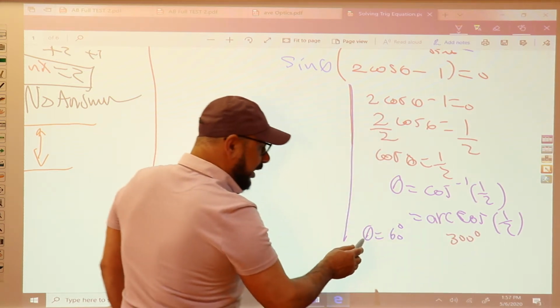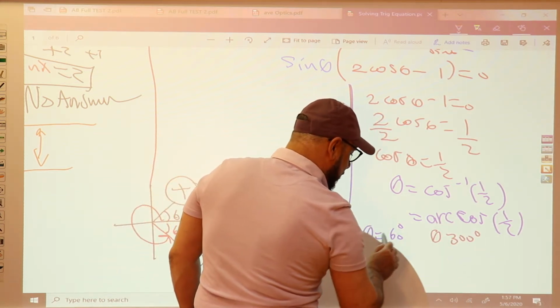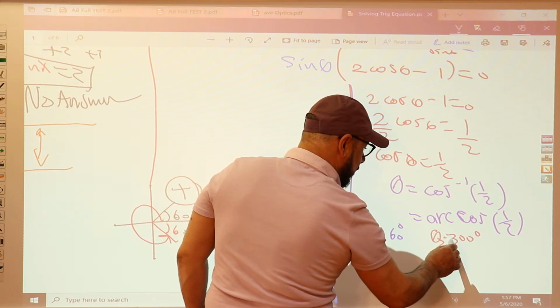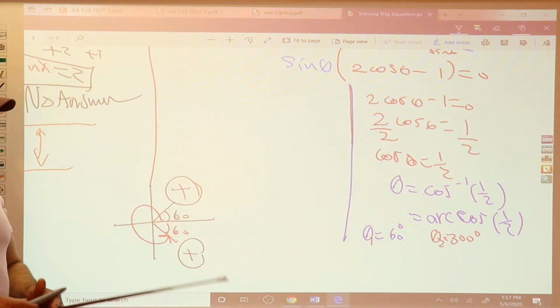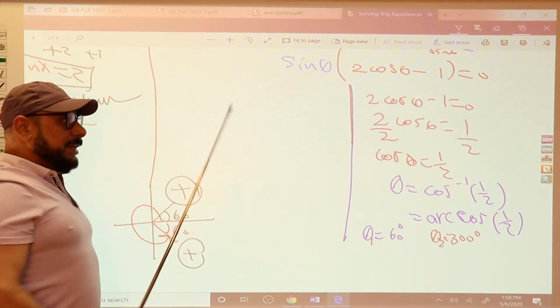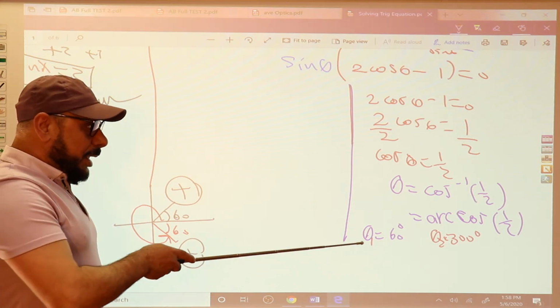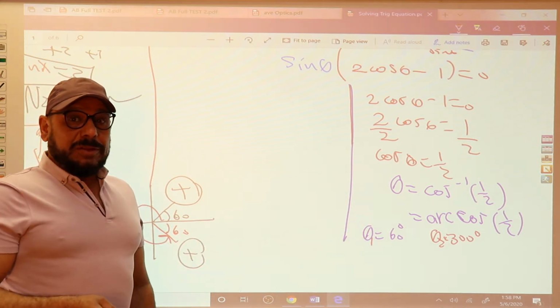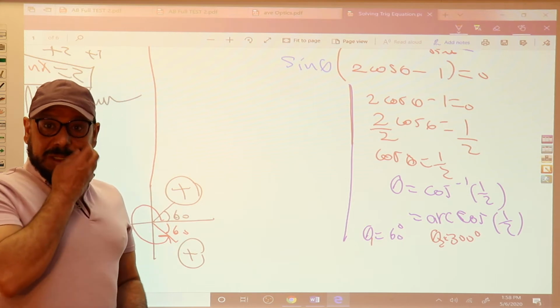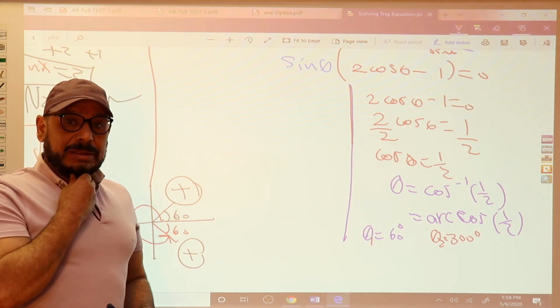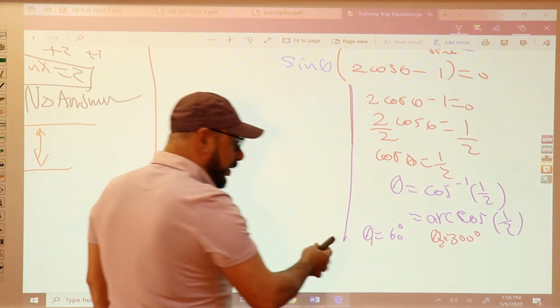Degree. Then this is my answer, theta. I have two answers: 60 degrees or 300 degrees. Now, we need this in degrees, and we need this in what? In radians. You have to memorize it also.